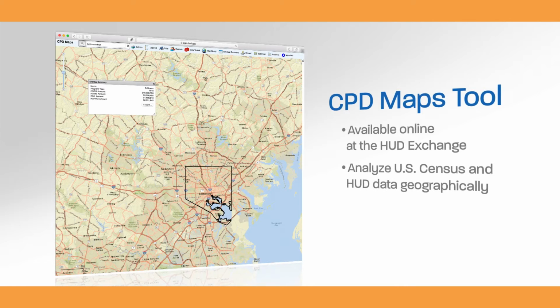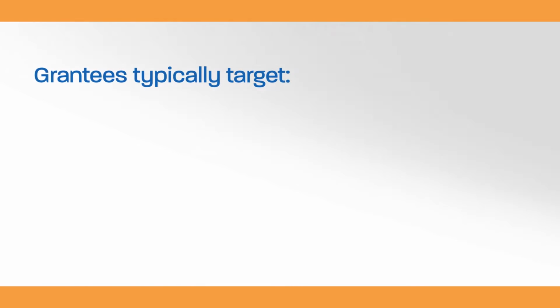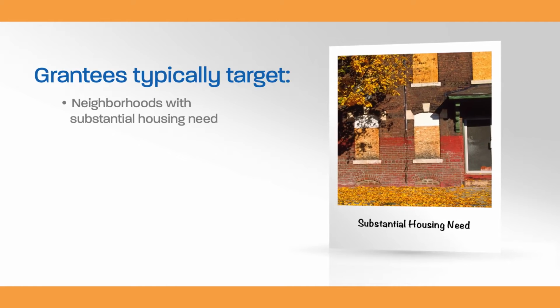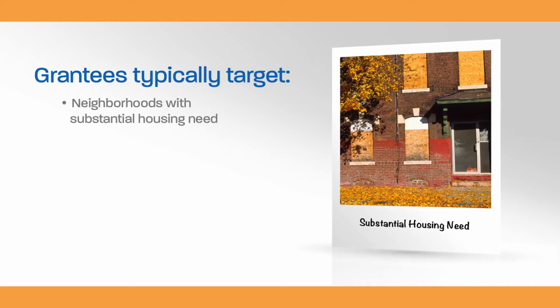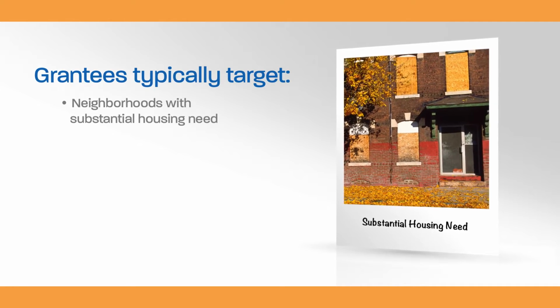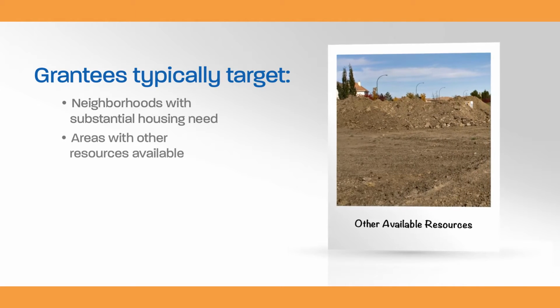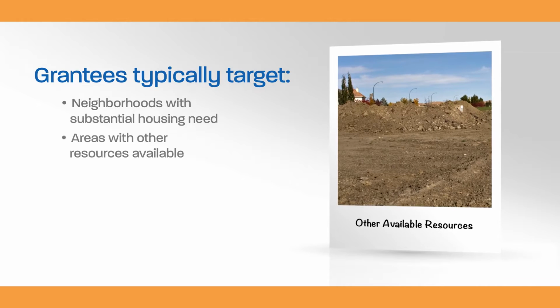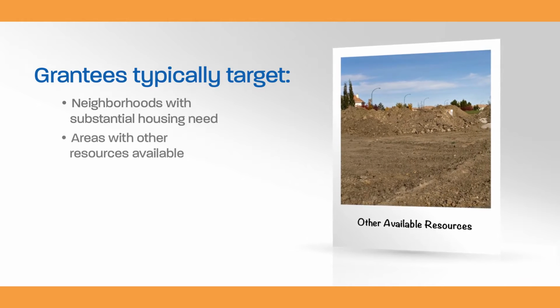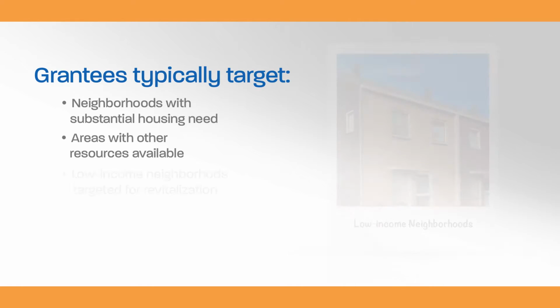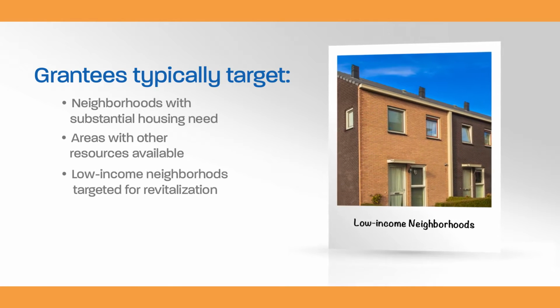Some geographic areas that grantees typically target include neighborhoods with substantial housing need. You can, for example, identify low-income census tracts with older housing or a neighborhood with many vacant, abandoned homes. Areas with other resources available, such as public land that can be used, a community or employment center nearby, or redevelopment funding availability. Low-income neighborhoods targeted for revitalization.